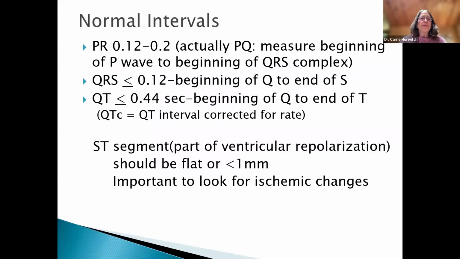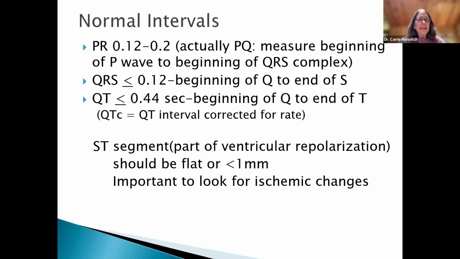Now let's go to the intervals. This is where knowing how the boxes are counted, that I showed you at the very beginning, is important. The 3 intervals that we typically will measure: the PR interval, and anything 0.2 or less is normal, and you start at the beginning of the P to the beginning of the QRS complex. For your QRS interval, you start from the beginning of Q to the end of S, and that should be less than or equal to 0.12, so 3 little boxes, okay?